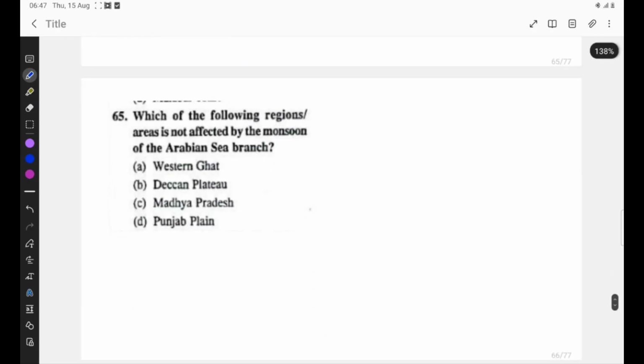Which of the following regions or areas is not affected by the monsoon of the Arabian Sea branch? Western Ghats, Deccan Plateau, Madhya Pradesh, or Punjab Plains? Not affected by Arabian Sea branch. The answer is D, Punjab Plains.